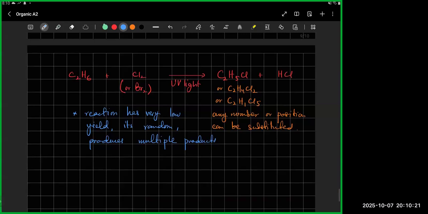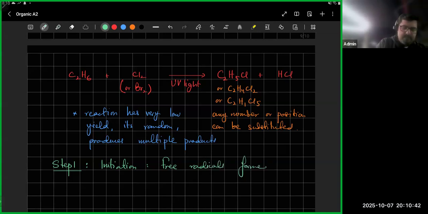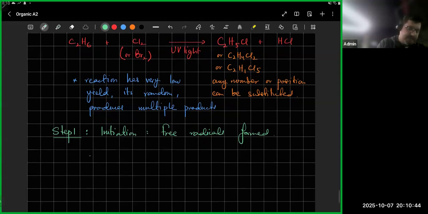Yes. अच्छा अब इसके steps क्या थे? Step number one. Step number one is called what, initiation? अच्छा, what happens in initiation is that free radicals are formed. Okay, that's step number one.